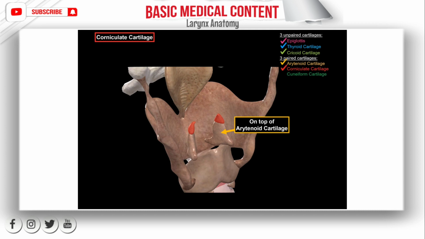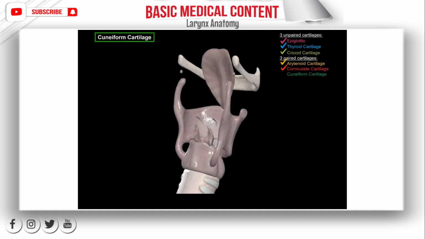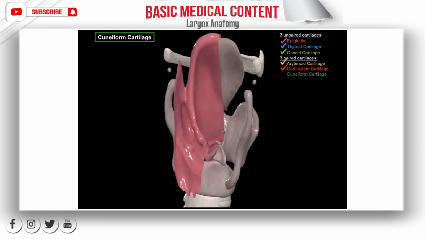The last ones are the cuneiform cartilages, here highlighted in green. They are two small elongated pieces of yellow elastic cartilage which lie in something called the aryepiglottic fold. The aryepiglottic fold is essentially a fold that lines the entrance of the larynx, and the cuneiform cartilages form a tubercle on it, which is visible if you examine the larynx of a patient. This tubercle is called the cuneiform tubercle, so let's go ahead and tick that one as well. So those are the cartilages that make up the larynx.